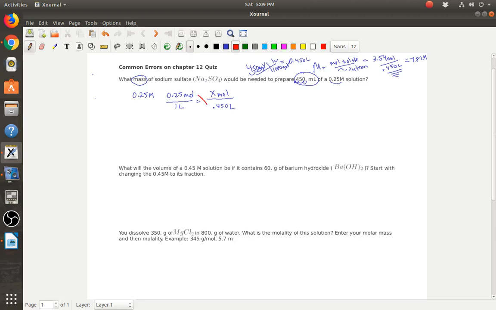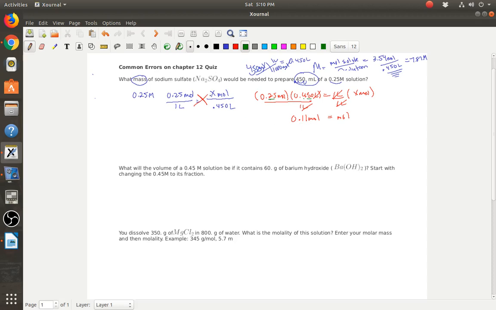Then you're going to cross multiply. So 0.25 moles times 0.450 liters equals 1 liter times X moles. Okay? Now I'm going to divide both sides by 1 liter. So the liters cancel. And that's going to tell me how many moles. All right, when I multiply 0.25 times 0.45, I get 0.11 moles when you account for significant figures. I only need 2 sig figs in that number. This one has 3, but this is a smaller number of significant figures, so 2 sig figs.